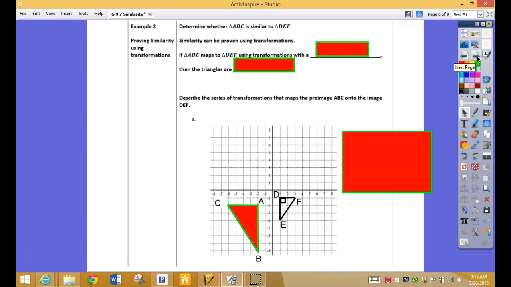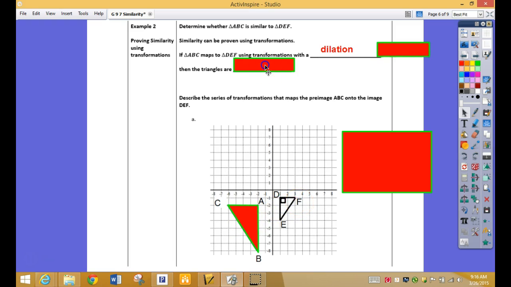Example 2. Let's determine whether triangle ABC is similar to DEF. Similarity can be proven using transformations. If ABC maps to DEF using transformations with a blank, then the triangles are what? With a dilation, yep, because down here a dilation took place.